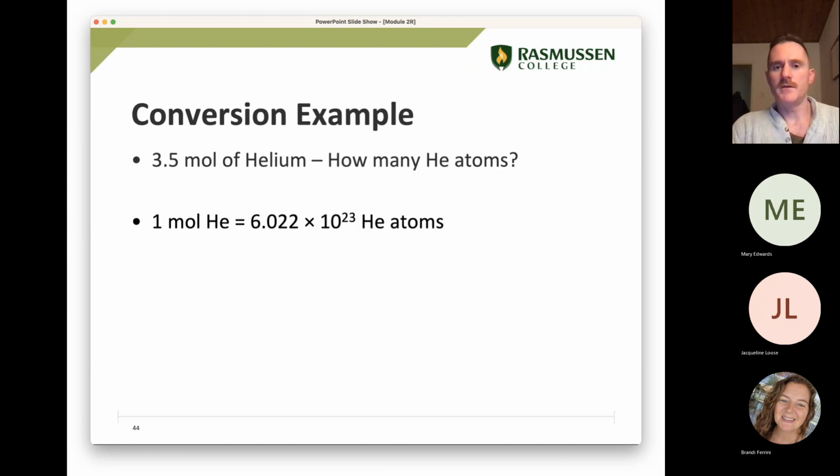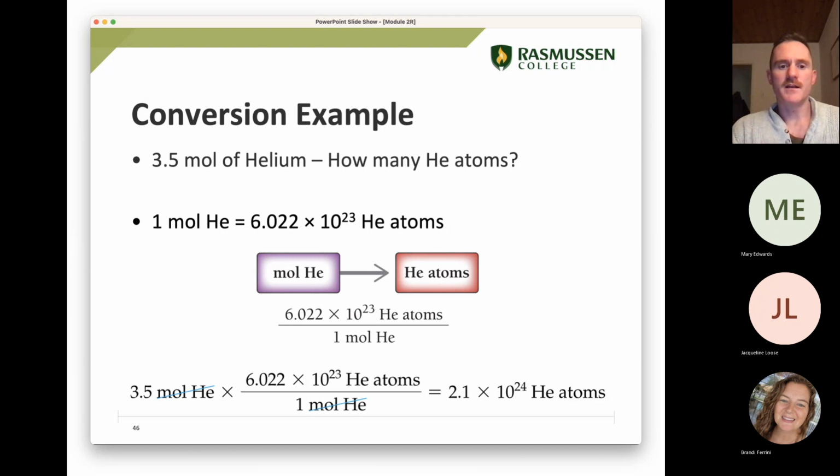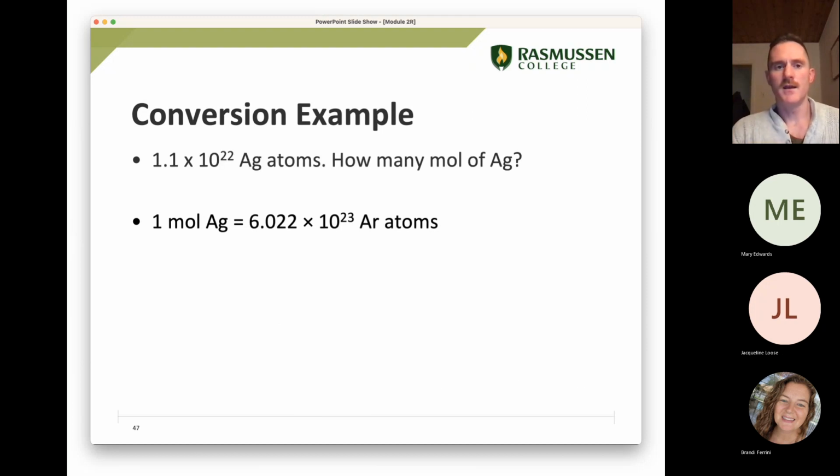So 3.5 moles of helium. How many helium atoms is that? Well, 1 mole equals 6.02 times 10 to the 23 helium atoms. 6.022 is also right. Sometimes I'll go back and forth, sorry. But really what you need to do is just set up a conversion factor, just like we did in Module 1. You put 6.022 times 10 to the 23 helium atoms on top over 1 mole. It's nice to have it on top because if you do 3.5 moles of helium times your conversion factor, you get moles on top and moles on bottom. They cancel out, and you get 2.1 times 10 to the 24 helium atoms. So it's a very easy, simple way to do this.